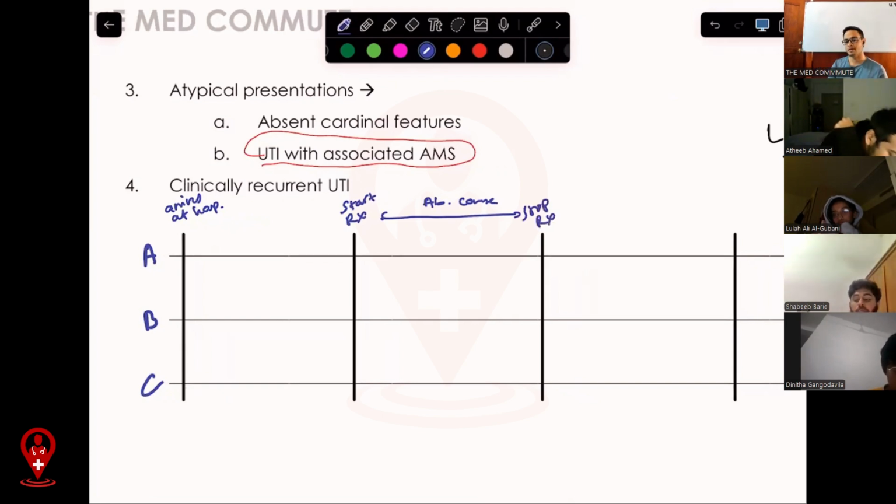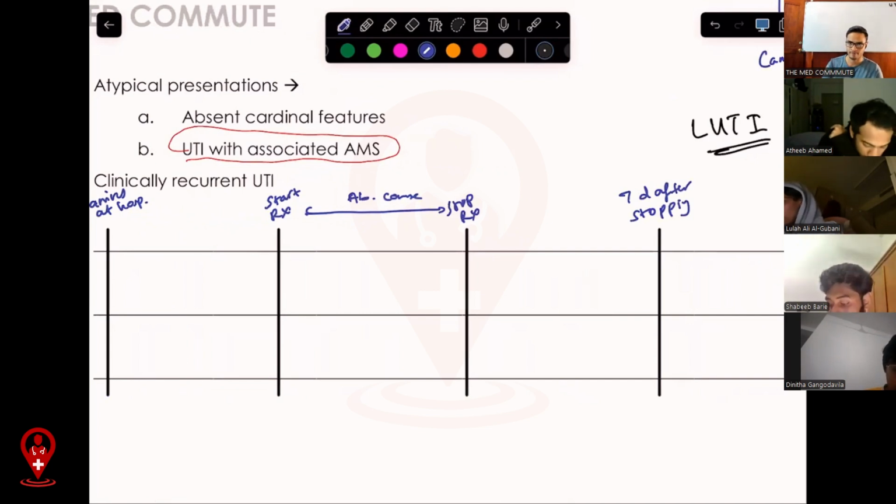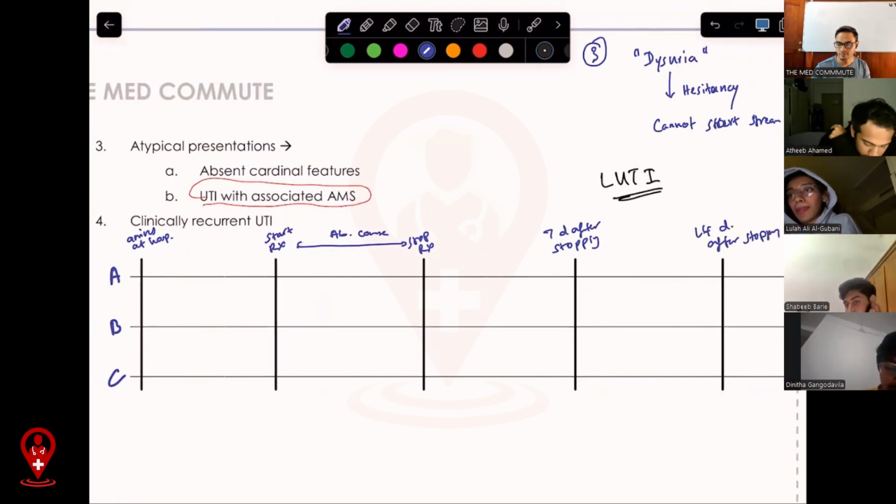The fourth line here is 7 days after stopping treatment. And this last line here is 14 days after stopping treatment. Okay, understood. What am I trying to show here?